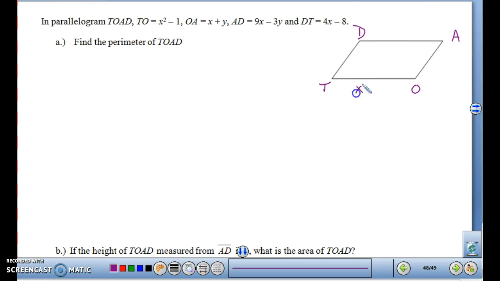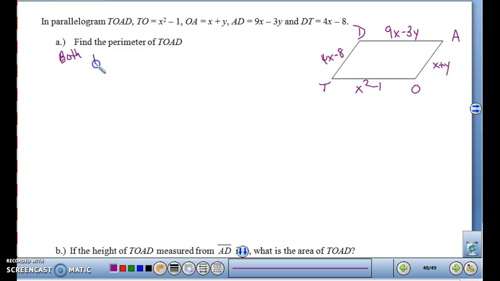All right, so TO is x squared minus 1. OA is x plus y. AD is 9x minus 3y. And DT is 4x minus 8. Okay, now if we want to find the perimeter of TOAD, we have to know what the length of all the sides are. Now, we already know that this is a parallelogram. So all of the properties that we just proved will be true. Okay, so what do we know about the sides of a parallelogram? We know that both pairs of opposite sides are parallel and they're also congruent.